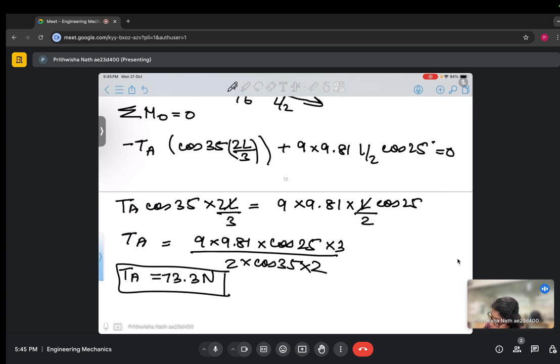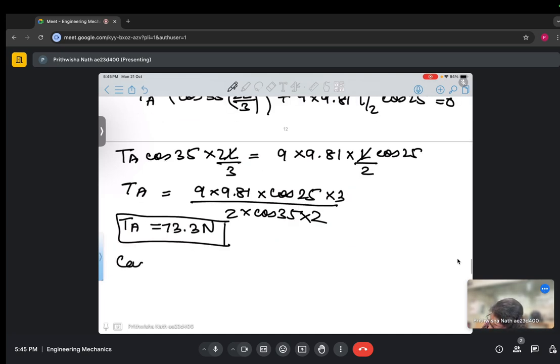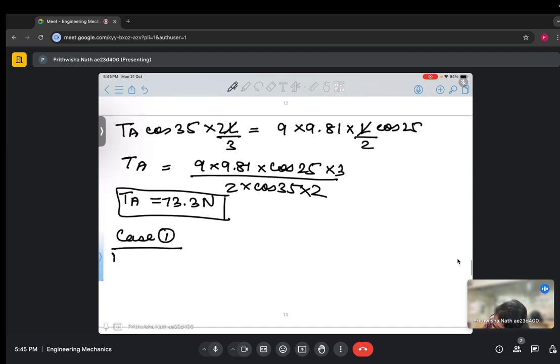So case 1, motion of M impends up the incline.